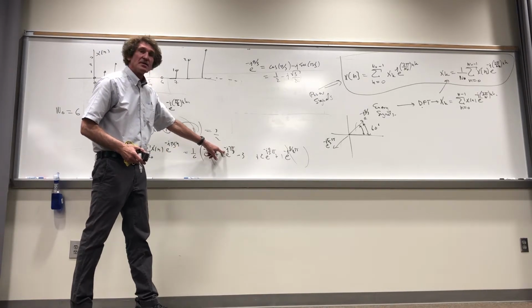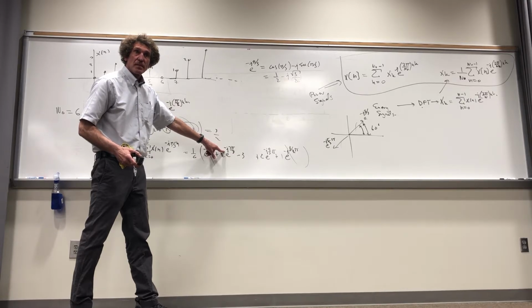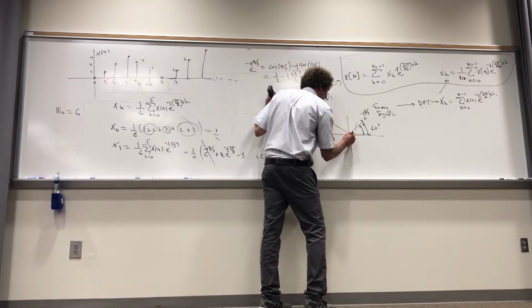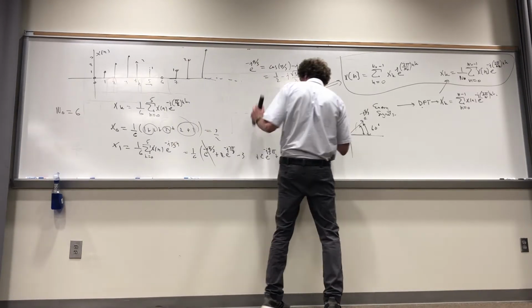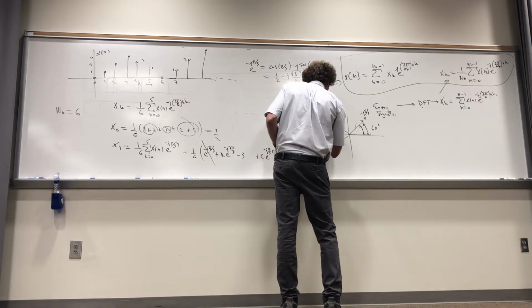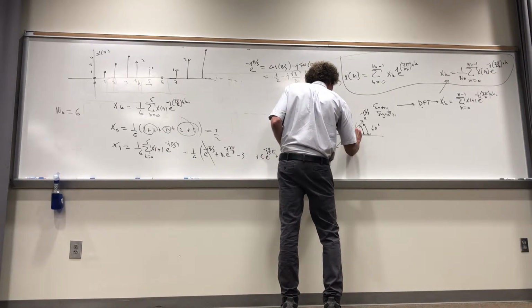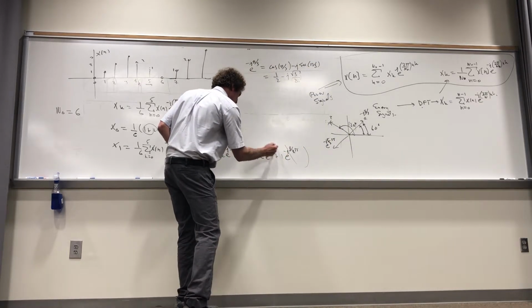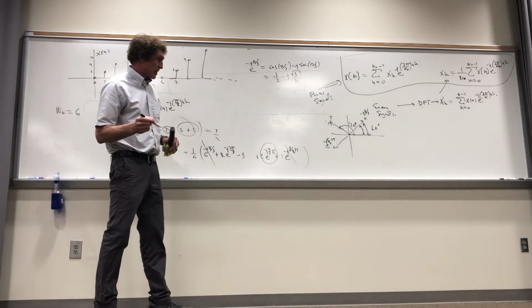What is e to the minus j 2 pi over 3? Isn't that 120 degrees, class? Isn't that right? So where's that vector-wise? Here, right? And it has a length of what? 2, doesn't it? So that's 2 here, and this is at 120. And what's this one? Where is it?